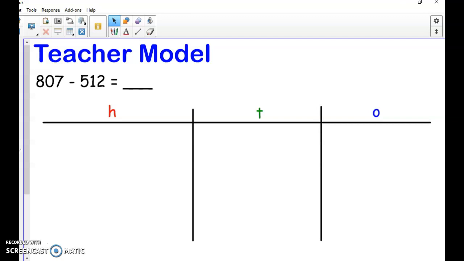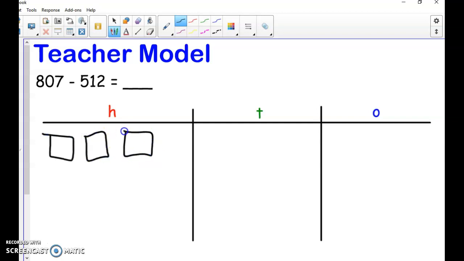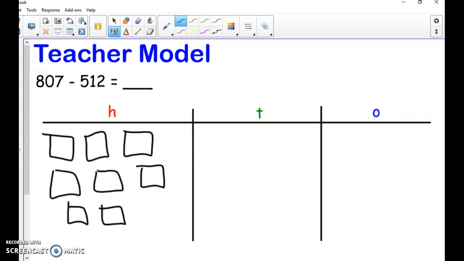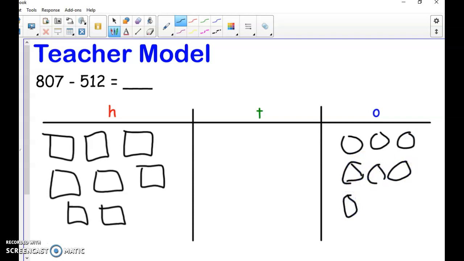I have 807 minus 512. 100, 200, 300, 400, 500, 600, 700, 800. No tens and 7 ones. 1, 2, 3, 4, 5, 6, 7. Okay, I need to subtract 2 ones. I can do that. And I'm left with 5 ones.